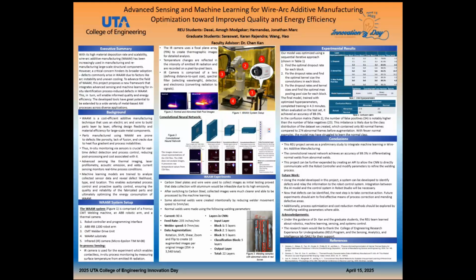Each block has various layers that are listed in the poster. In total, the network has 22 layers, including the output and the input layers. We optimize the model by using a sequential iterative approach, which is also known as greedy search. Finally, our model ended up with an accuracy of 89.3%, and it required a training time of just 4.3 minutes.